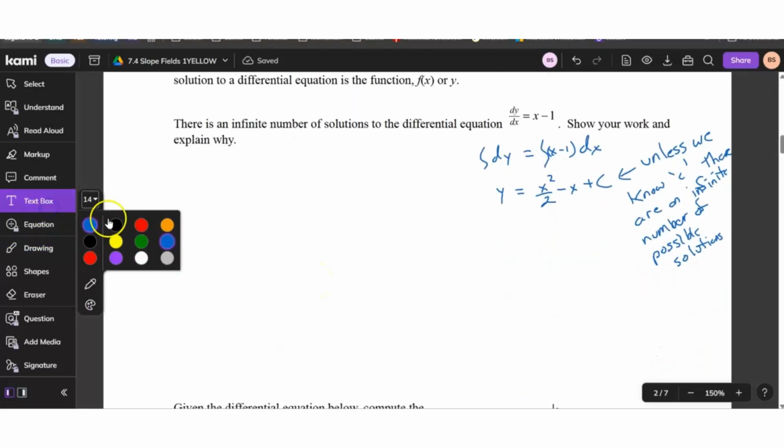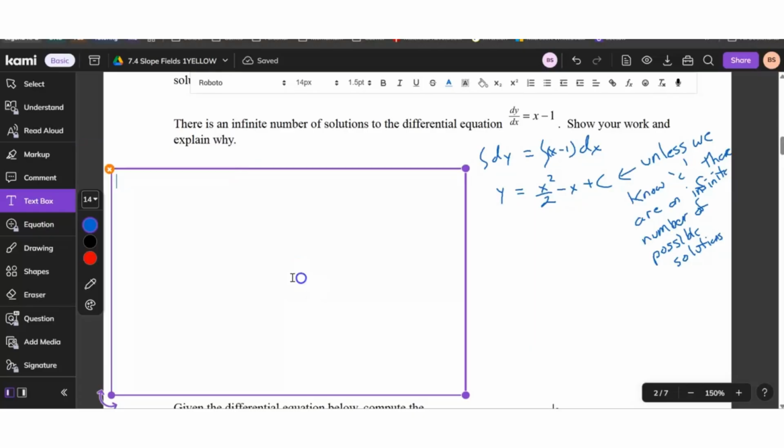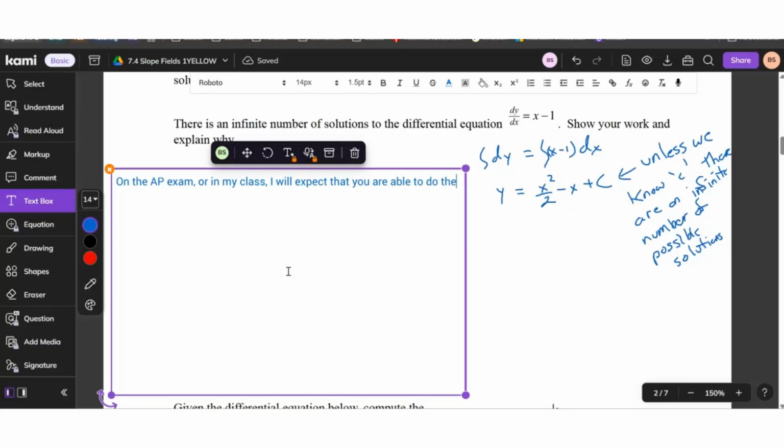Okay, so now we're going to do a little bit of writing because those of you writing the AP exam are going to appreciate this. All right, so on the AP exam, or in my class, so you still need to know this anyway, I will expect that you are able to do the following. You don't have to necessarily write this part, but you're going to want to write these steps. The next part is what you want to write, okay? So I'm going to expect that you can sketch a slope field given a differential equation dy dx.